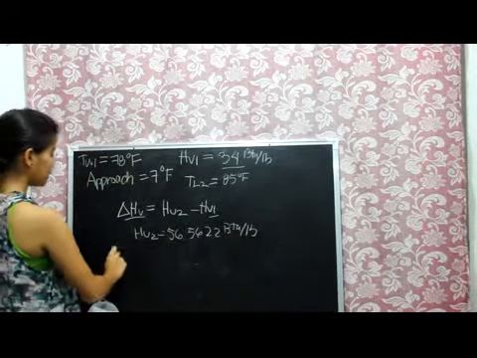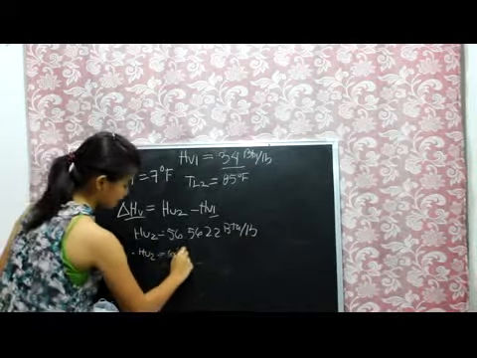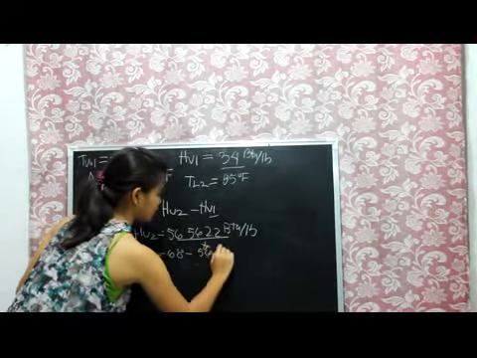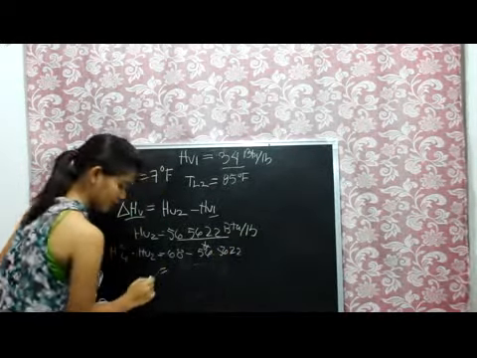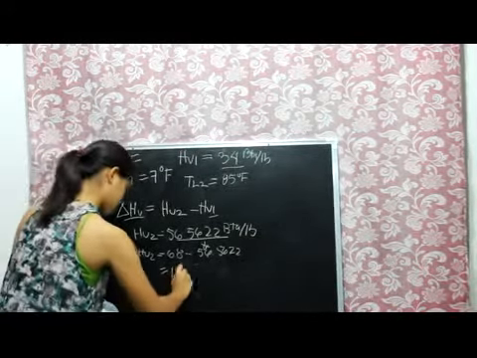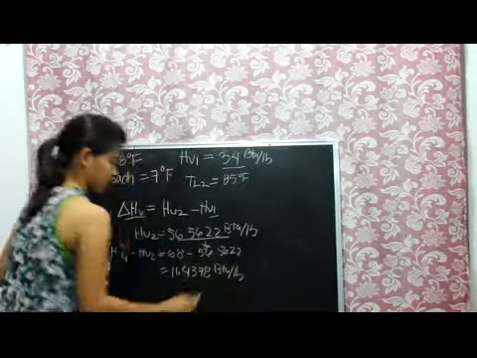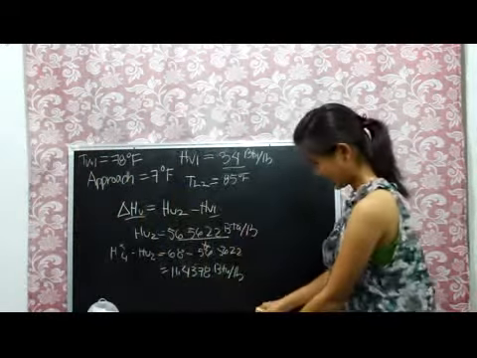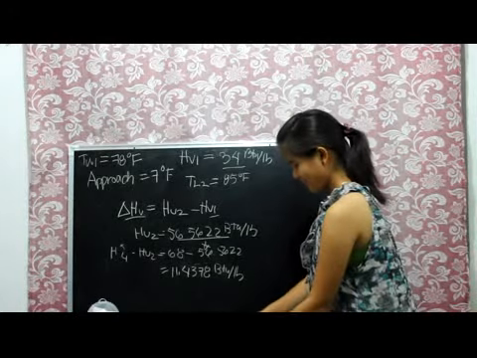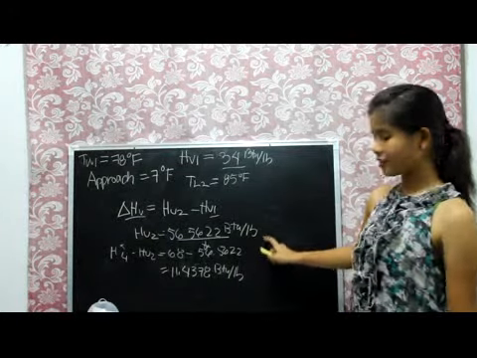So H star L1 minus HV2 is equal to 68 minus the computed value of HV2, 56.5622, and we'll get an answer that is equal to 11.4378 BTU per pound. So this is for the top of the tower.